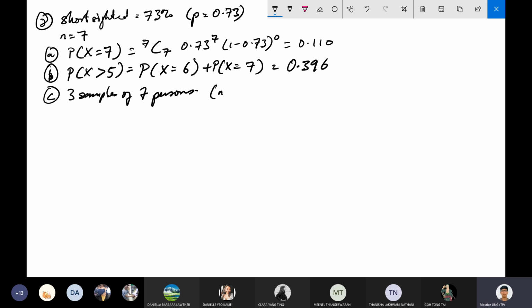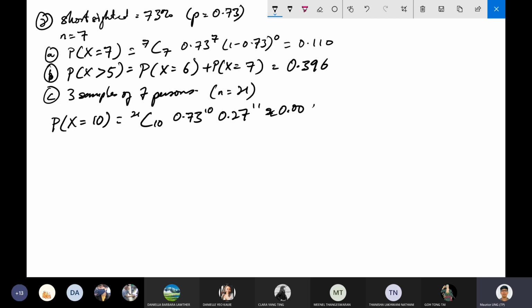So now your n is, instead of 7, actually 21. 10 short-sighted out of 21 will be 21 choose 10. Here will be 0.73 to the power of 10 and 0.27 to the power of 11. So that gives you approximately 0.00843.